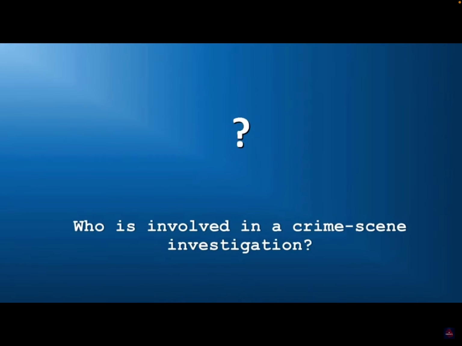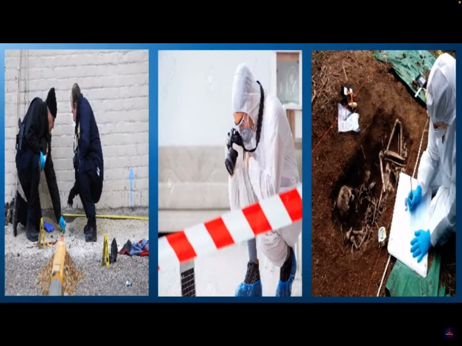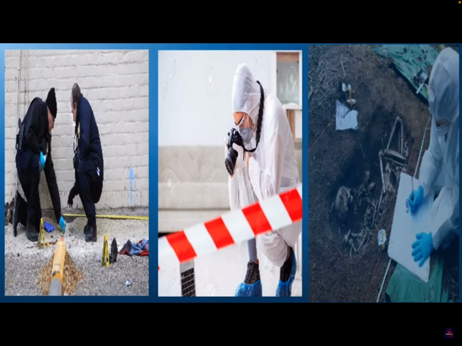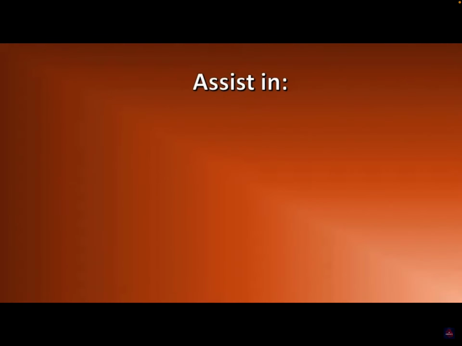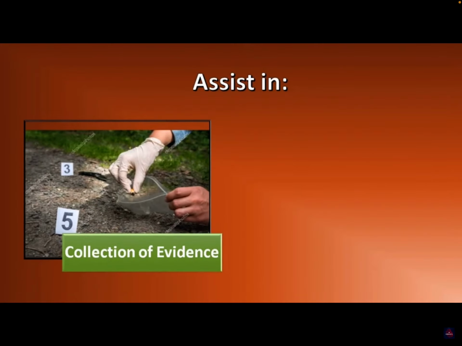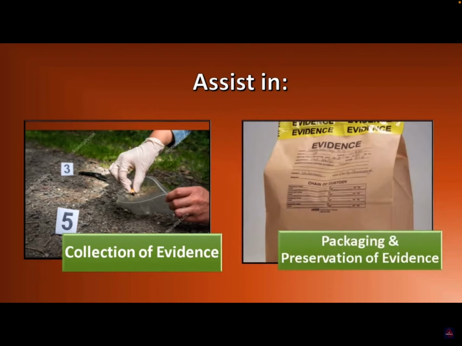Now, we must know who's involved in a crime scene investigation. Professionals at the scene of a crime are involved in the investigations: police officers, crime scene investigators, and scientific specialists. A question may arise here: what role does a forensic expert play at a crime scene? The answer is that, on the request of the investigating officer, forensic experts can assist in the collection of crucial evidence, and also in the proper packaging and preservation of evidence to ensure fruitful results post-analysis.